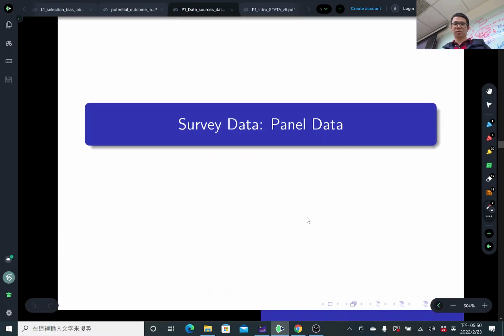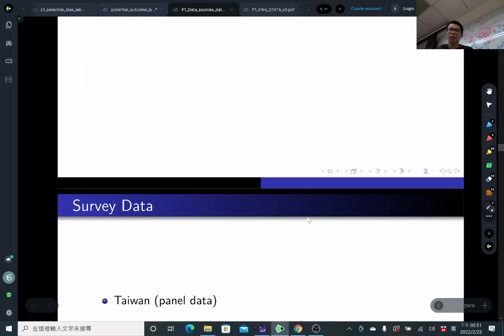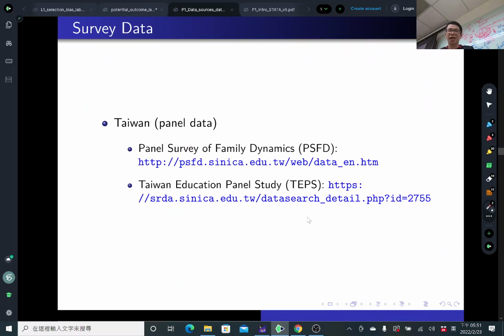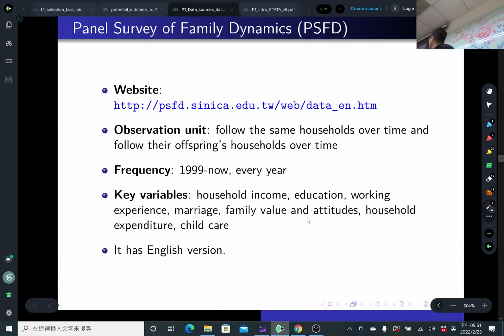Okay. And the surveys we discussed so far are cross-sectional data. That means we do not follow the same person, the same individual, over time. And there are several surveys that do follow the same person, the same household, over time. That's called panel data.